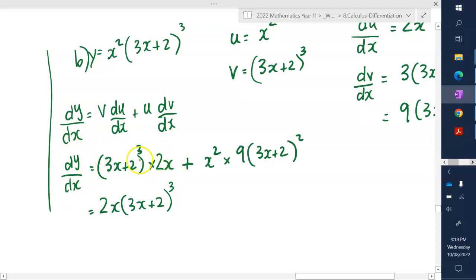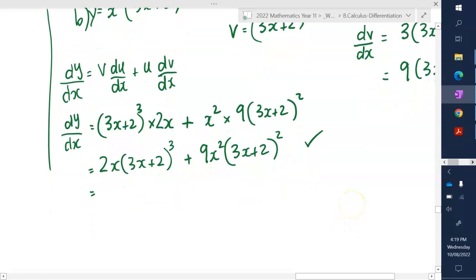Okay, 2x is out the front, so that looks a little bit neater. Plus, I'm just going to pop the 9 out the front of the x squared because it looks a bit neater that way. Get rid of the times sign, and we're writing it like that. Okay, now that is correct. That is our answer, but it wanted it in a fully factored form.